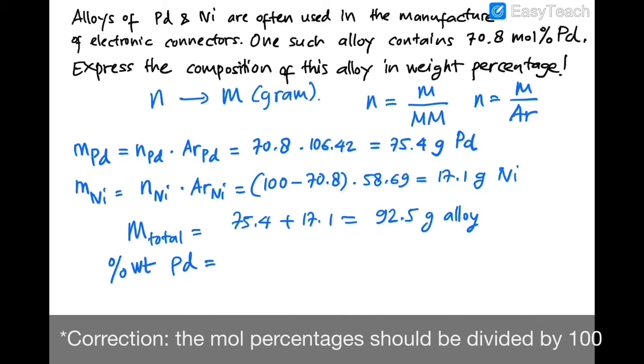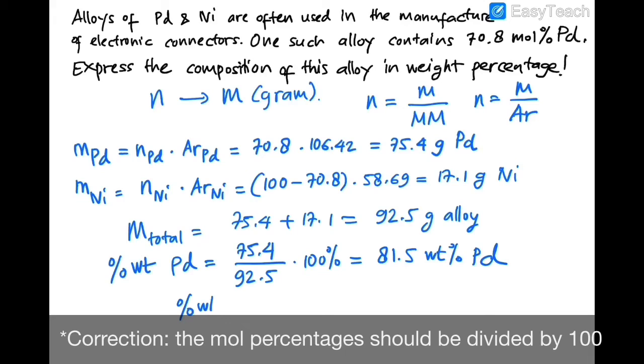So the percent weight for Pd will be 75.4 divided by 92.5, and don't forget times, of course, 100%. And you will get the value of 81.5 weight percent of Pd, while the percent weight of nickel will be 100 minus 81.5, which is equal to 18.5 weight percent of nickel.